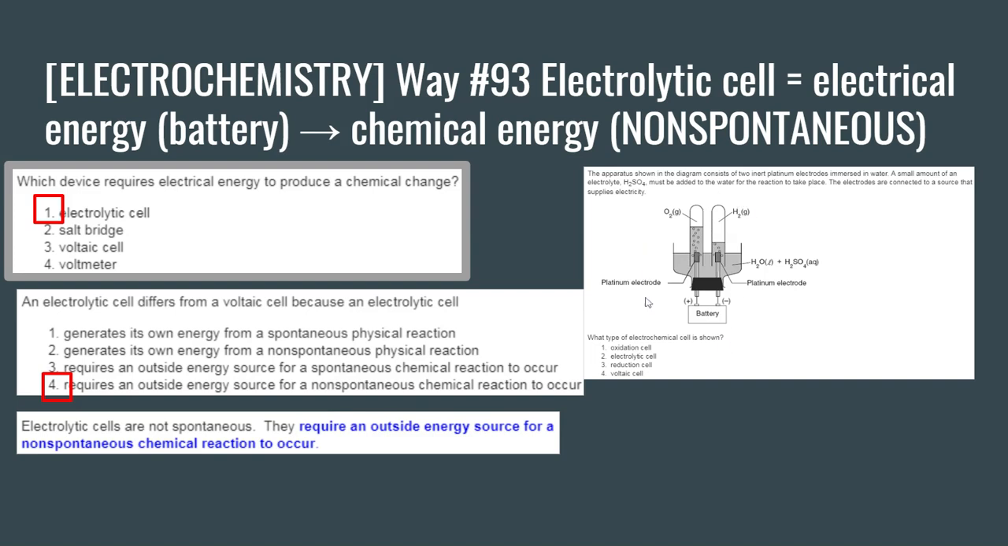So notice that this electrochemical cell requires a battery, and within this liquid is water and hydrogen sulfate. As a result, this water is being separated and decomposed into its two components, oxygen and hydrogen. So what's happening here is the decomposition of water into its component gases, hydrogen and oxygen, using a battery to perform this process. This process that requires a battery is, of course, using an electrolytic cell, so answer choice 2.